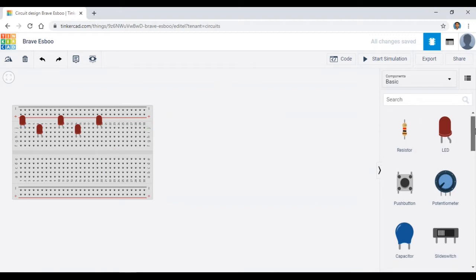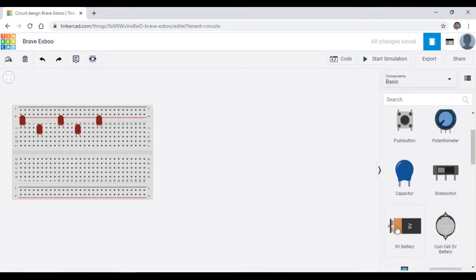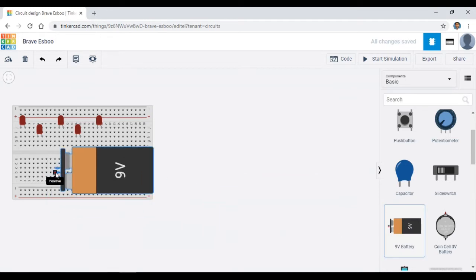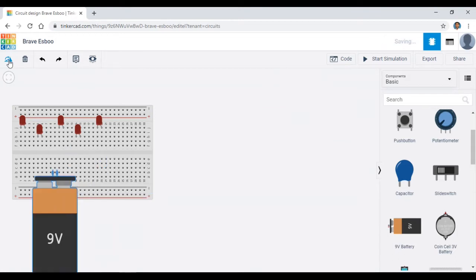So to power up these LEDs, I need a voltage source. I am going to take this 9 volts battery here and I am rotating this. Okay, so this is for the series circuit.